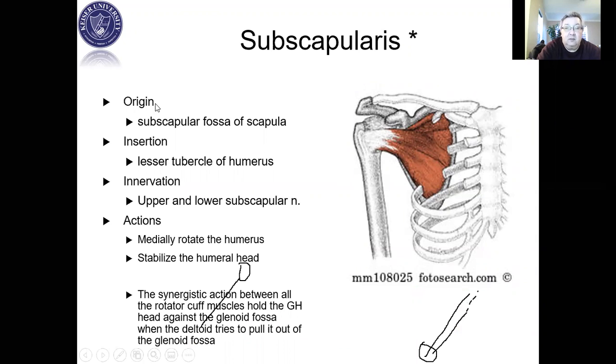Supraspinatus, infraspinatus, teres minor, and subscapularis. Those are the four rotator cuff muscles. All right, get rid of this.